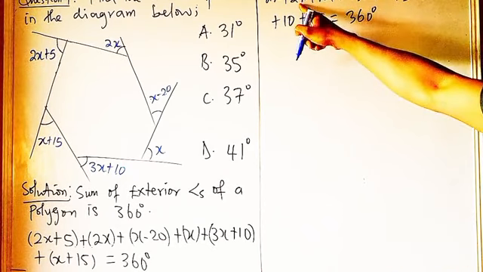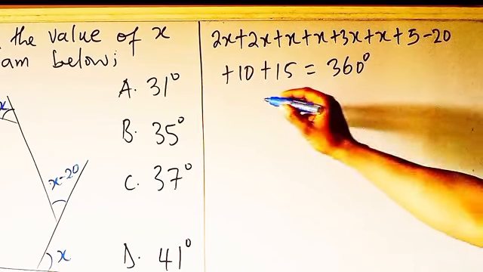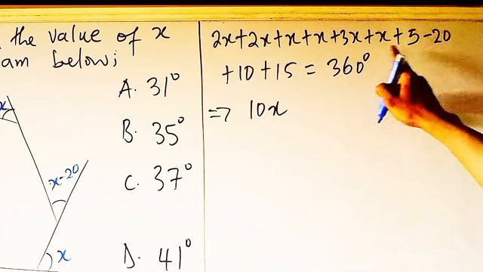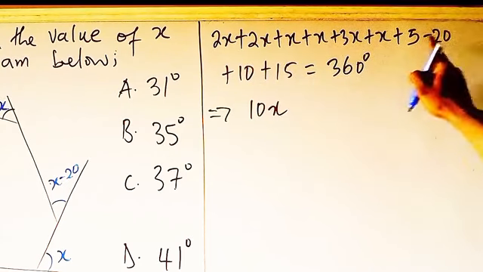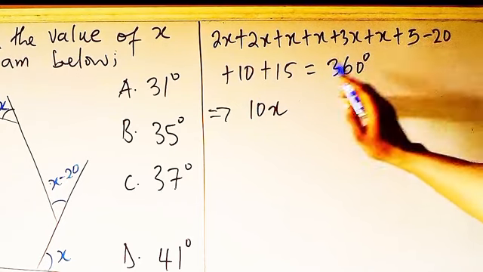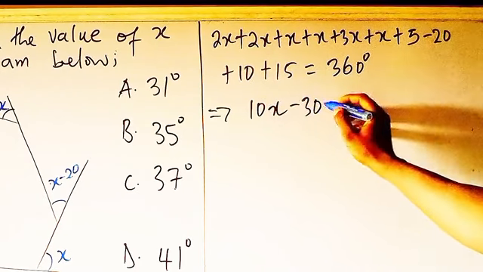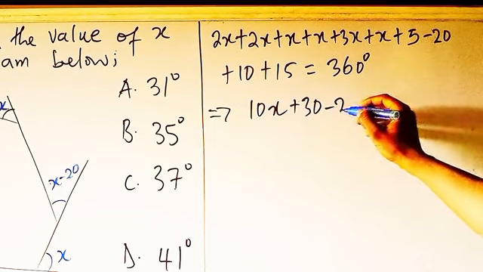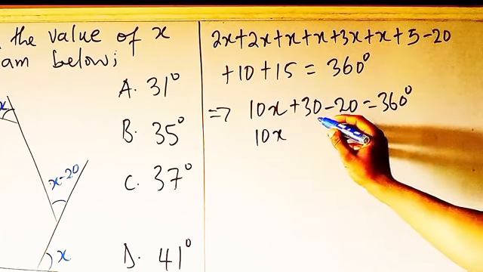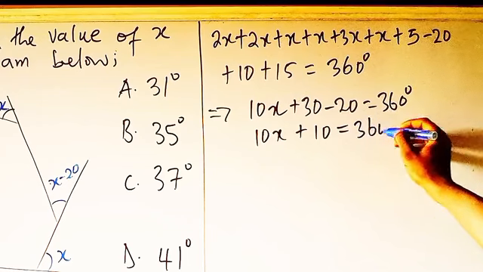So now from here, 2x plus 2x, we have 4x plus x, 5x, 6x, 9x, 10x. So everything here is 10x. Then for the numbers, let me take the positive ones first: 5 plus 10, that is 15, plus 15, 30. You have 30 minus 20 equals 360 degrees. So 10x plus 30 minus 20, that will give us plus 10, equals 360 degrees.